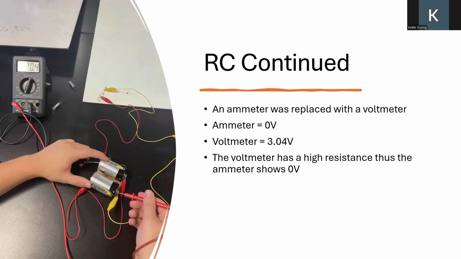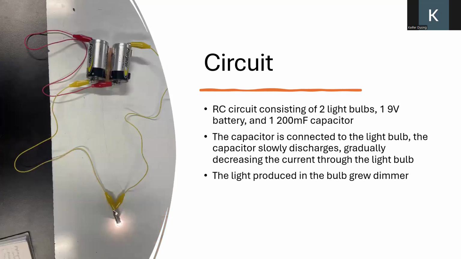For the RC circuit continued, an ammeter was replaced with a voltmeter, and the ammeter was found to read 0 volts, and the voltmeter was found to read 3.04 volts. The voltmeter has a high resistance, so the ammeter shows 0 volts.